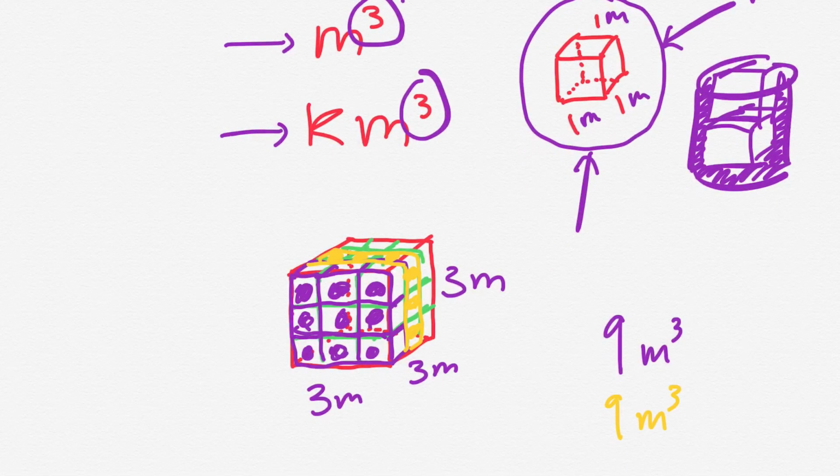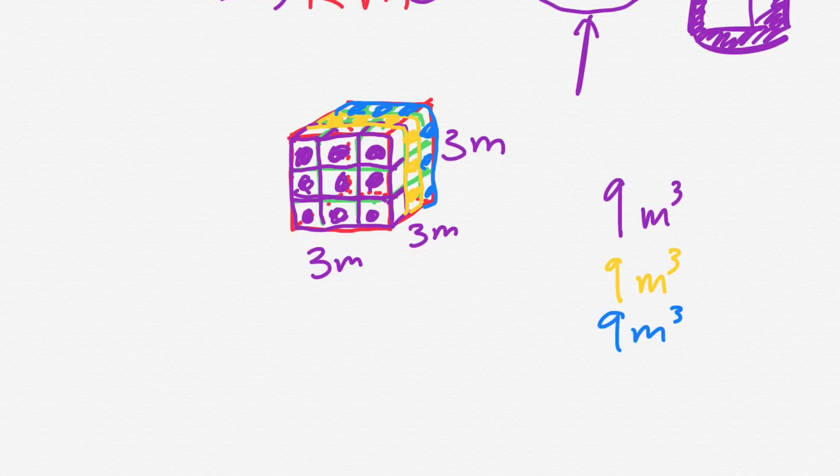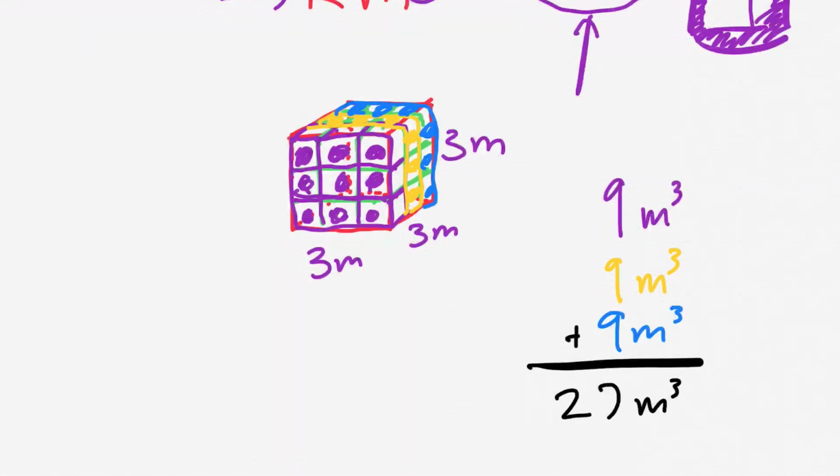And how about in blue? Let's do this last row. Right over here, we'd have another copy of it, so it would be another 9 meters cubed. And 9 plus 9 plus 9, let's add all that up, that would be 27 meters cubed. So that's just a quick and easy way of calculating it.